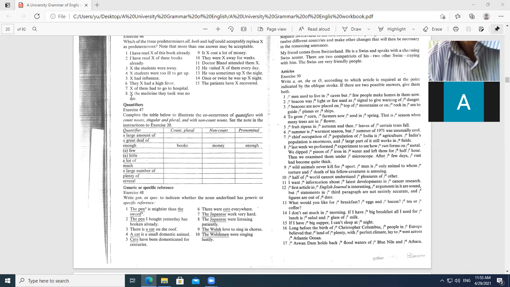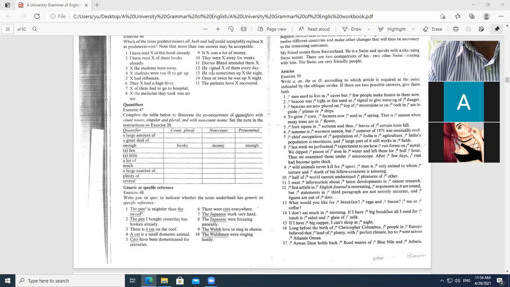Half the medicine they took was no use, or all the medicine they took was no use. Can we use half here? Half the medicine, yes. Can you say half of the medicine? Yes, we can use half. Next.